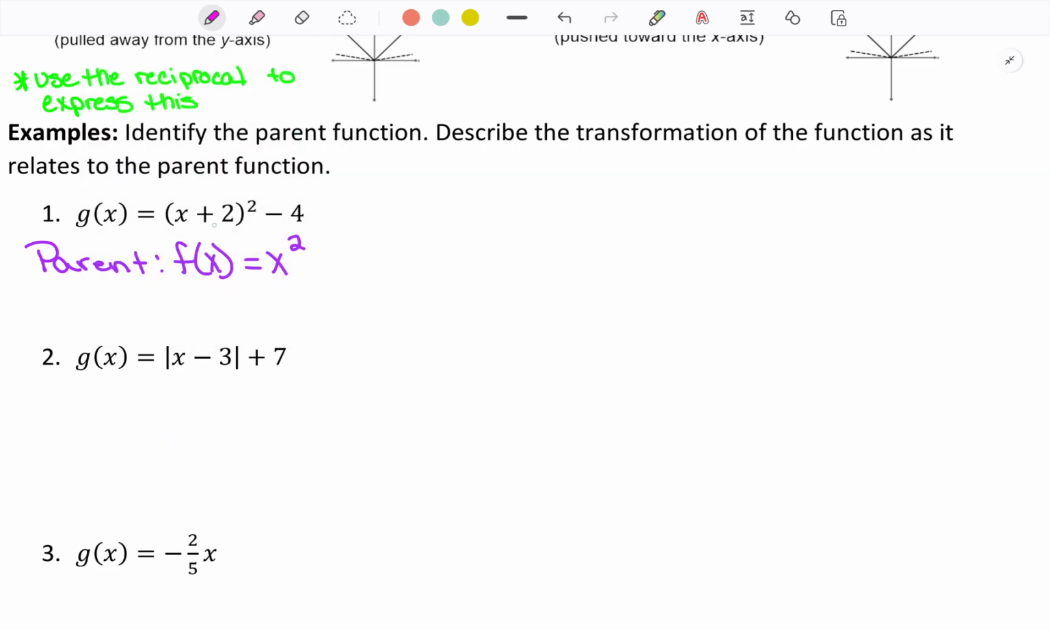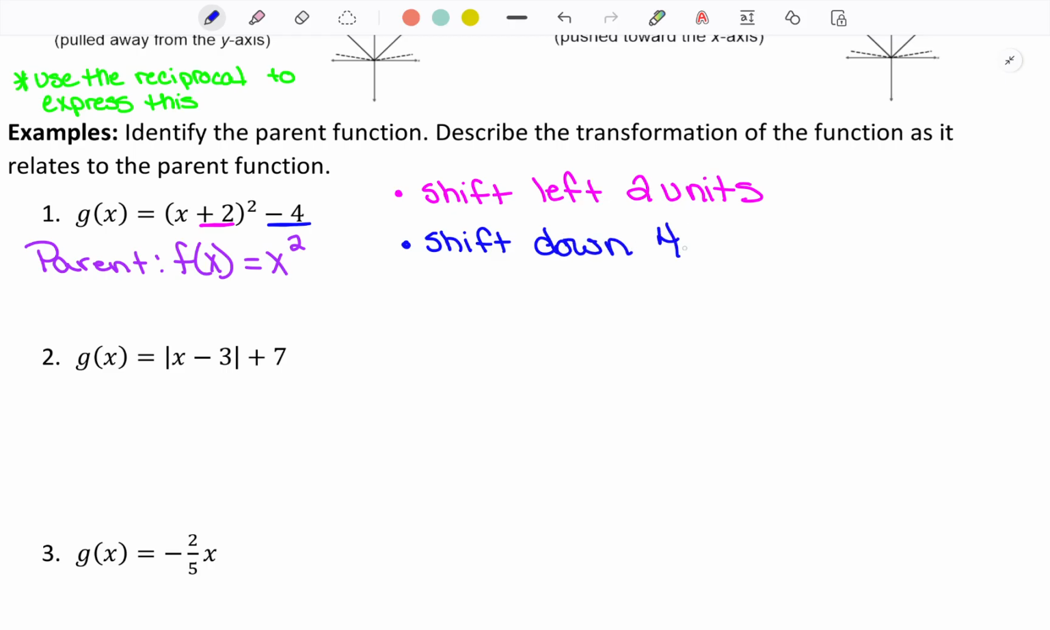So we have, first of all, the plus 2. That is inside a grouping symbol, so it's horizontal. And since that is plus 2, we are going to shift left 2 units. And then we have a minus 4 at the very end. This is a vertical translation, and that is going to shift us up, or actually not up, shift us down 4 units.